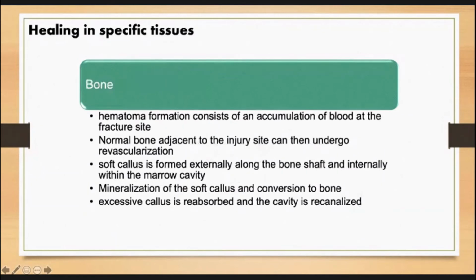What about the bone? Okay, healing in specific tissues, especially in the bone. The initial stage of hematoma formation happens. This consists of accumulation of blood at the fracture site, which also contains devitalized soft tissue, dead bone, and necrotic marrow.